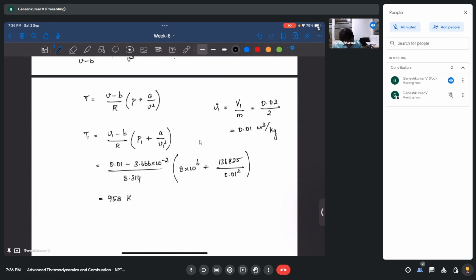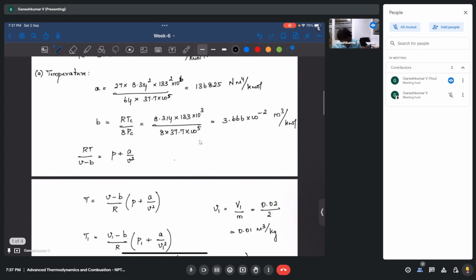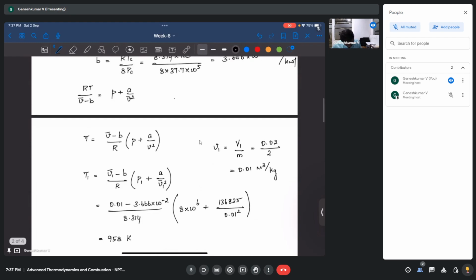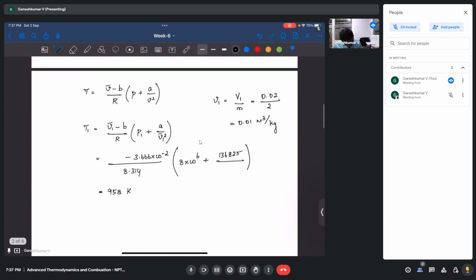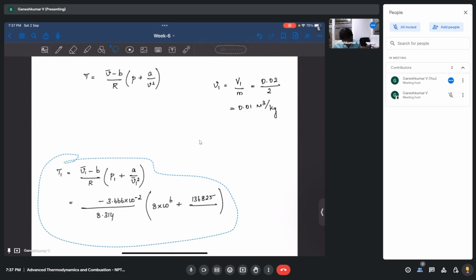This V1 is in terms of, okay, let's just write it. Since it's on a molar basis, let's put a bar over here so that we will understand it's a molar basis. And so this V is not just 0.01, it's something else. So the temperature is also wrong. So let me find V for a mole.